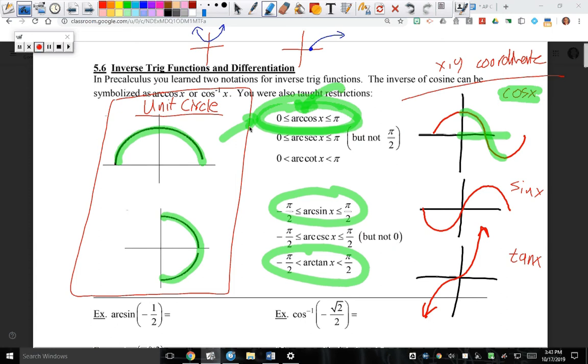Let's go back to sine. From negative pi over 2 to pi over 2 is where the original would pass the horizontal line test, not the vertical one, but the horizontal line test. So therefore, that is where the range will be for arc sine. And the same thing: where does it pass the horizontal line test? That will dictate where this one's range will pass the vertical line test. Does that make sense? Okay. Any questions?